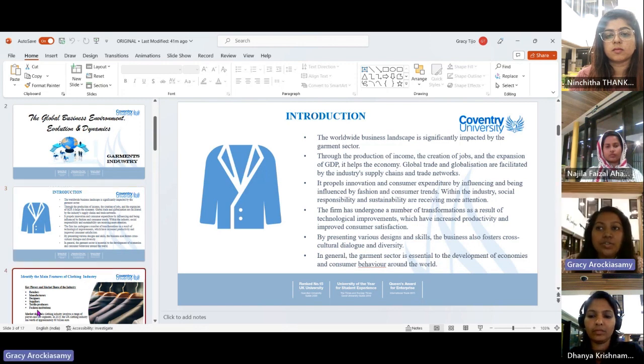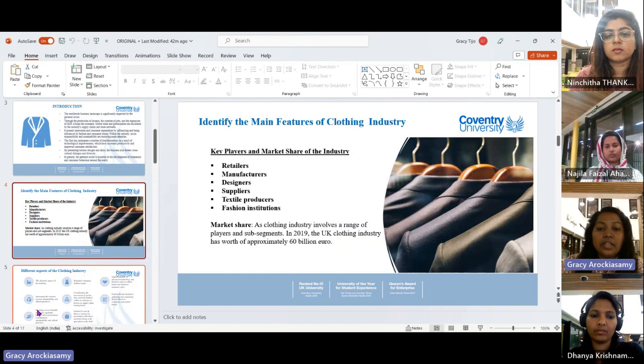Then we can look into the key features and key players of the clothing industry. There are key players like retailers, manufacturers, designers, suppliers, textile producers, and fashion institutions. We have to look into the key players in an explained way. In the clothing industry, the retailers recognize the organization team to sell the products in online shopping and offline shopping.